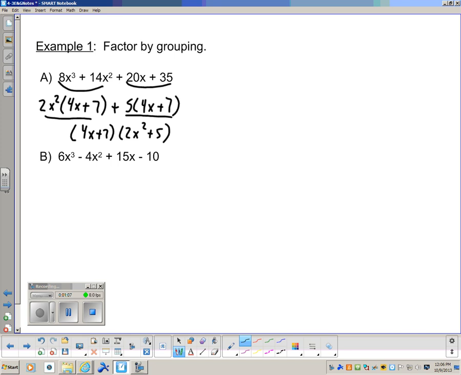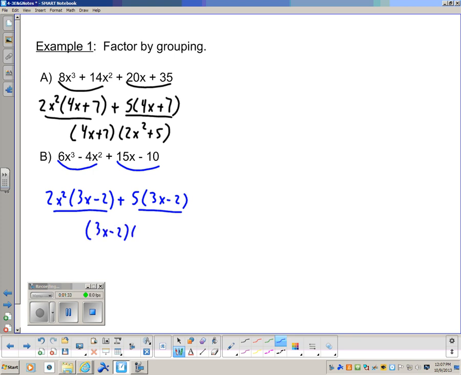Then part B, looking through that one, grouping the first two, grouping the last two. The GCF of the first two is 2x squared. What am I left with? 3x minus 2. The GCF of the second two is 5. What am I left with? 3x minus 2. So the parentheses are exactly the same, so you get 3x minus 2. What am I left over with? 2x squared plus 5.